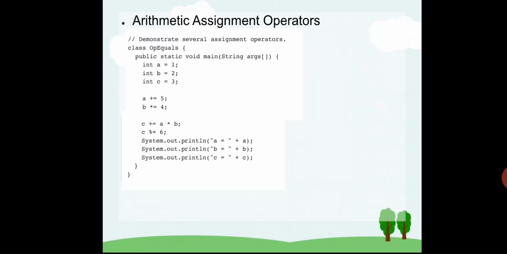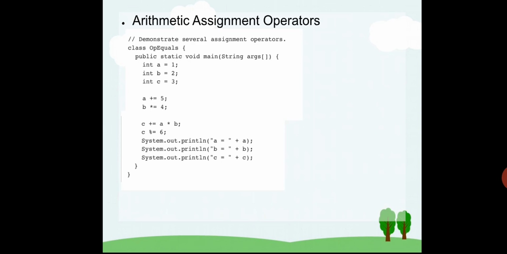So the next thing: this is an arithmetic assignment operator. A small program I have given over there. You can see there is a class called OpEquals and the normal main method line, public static void main followed by some arguments. Then you are getting into the program. There are 3 integer variables a, b, c. So a will hold the value 1, b will hold the value 2, and c will hold the value 3.